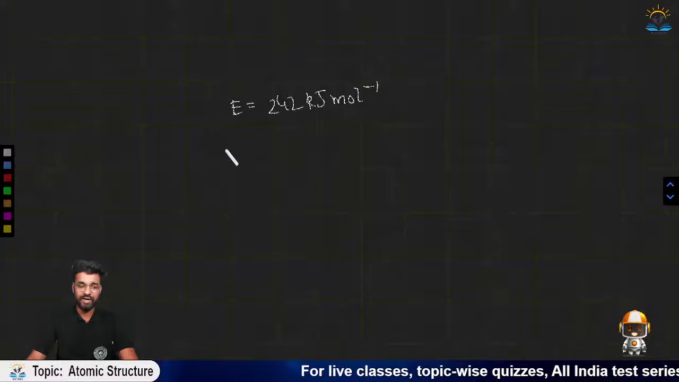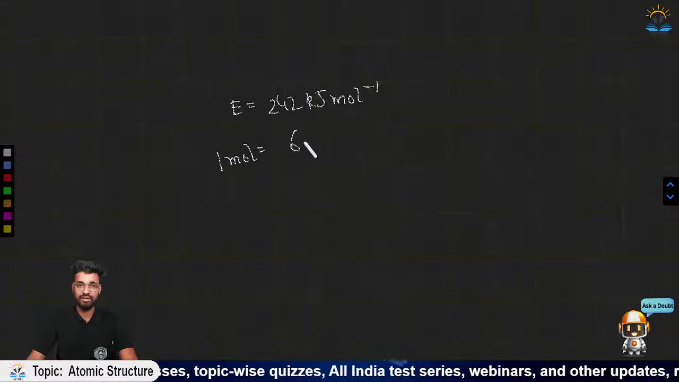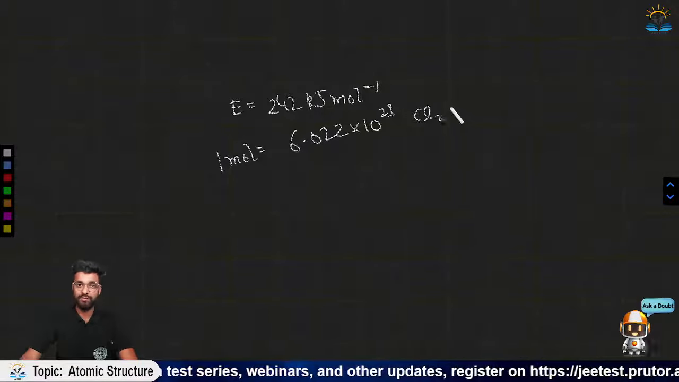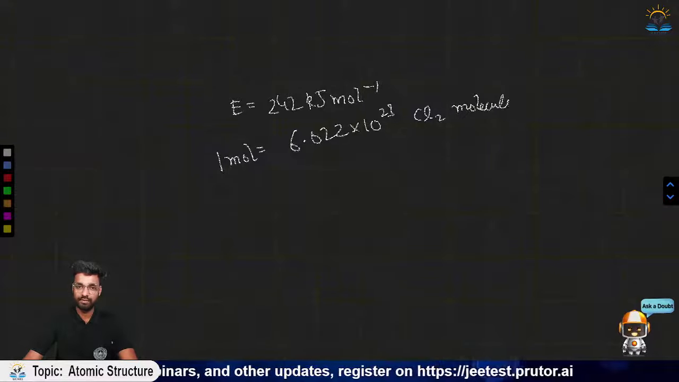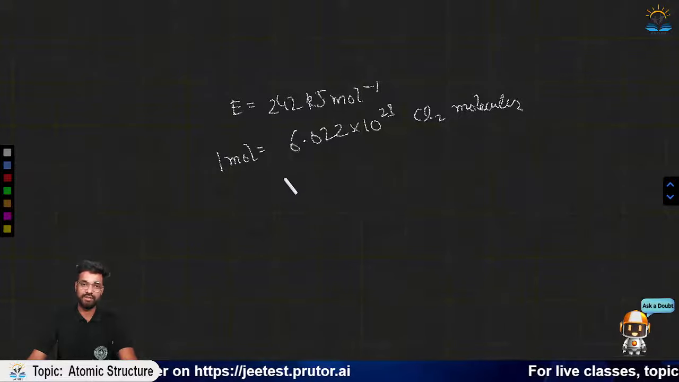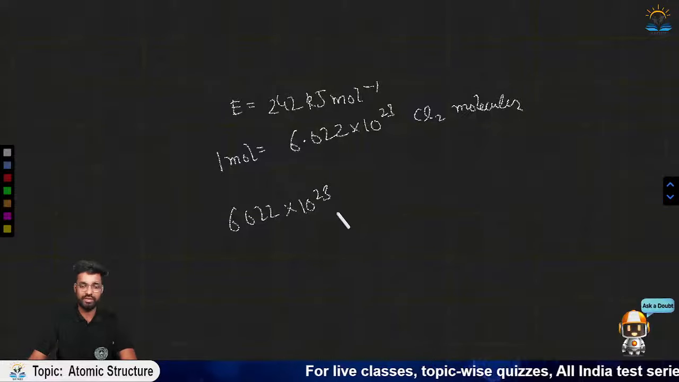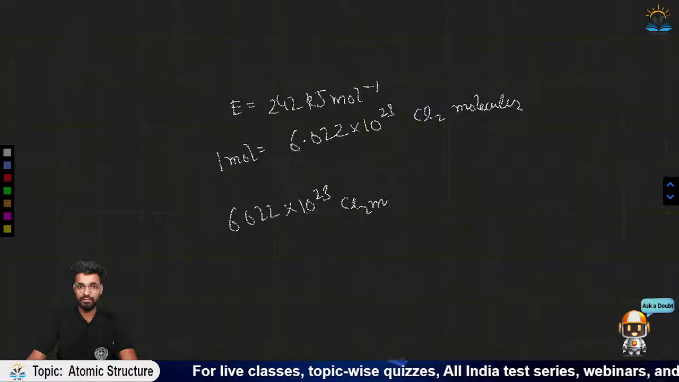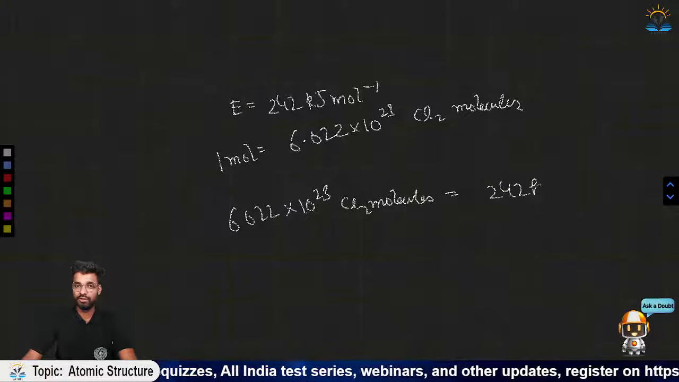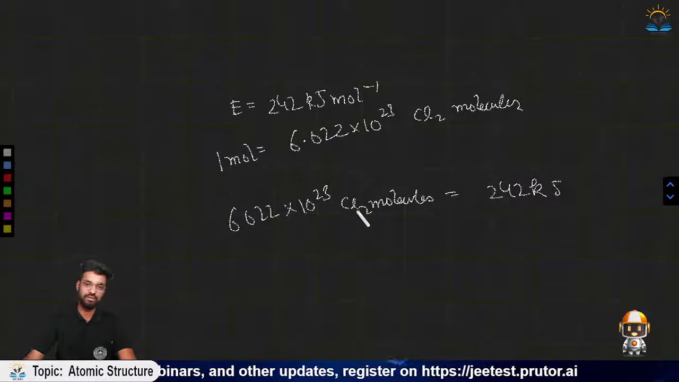So how many molecules does 1 mole have? I have told you earlier, it will always be 6.022 into 10 to the power 23 Cl2 molecules. So this many molecules will require this amount of energy. So 6.022 into 10 to the power 23 Cl2 molecules require 242 kilojoule of energy.